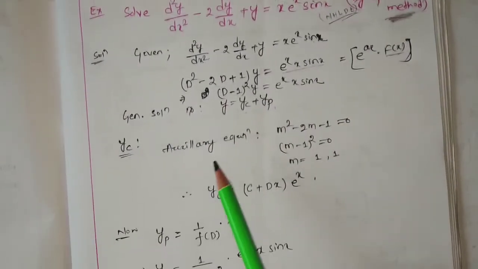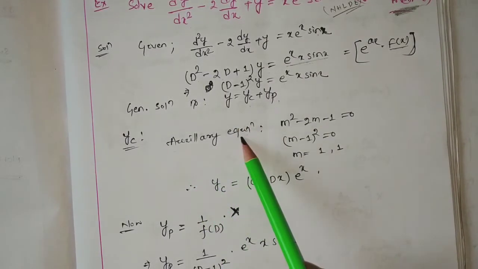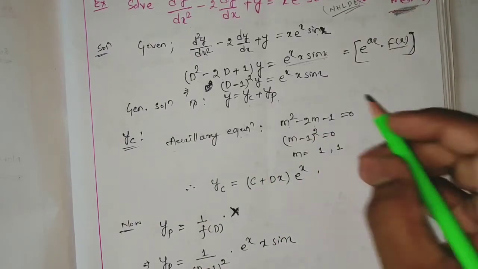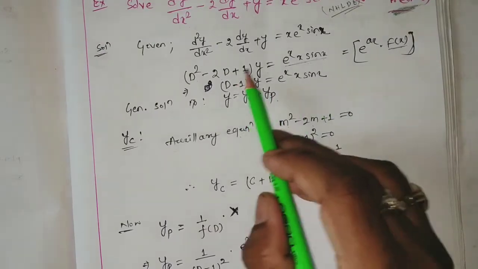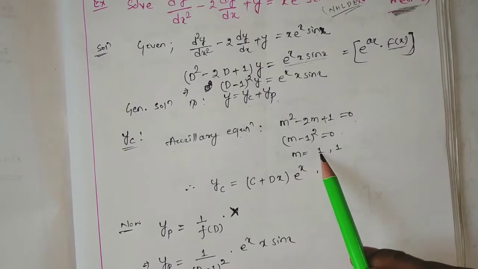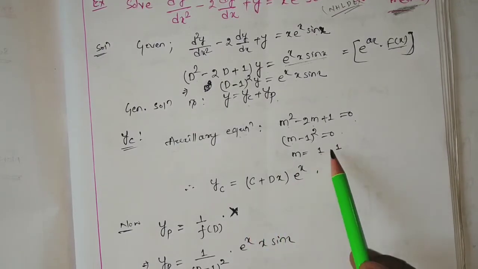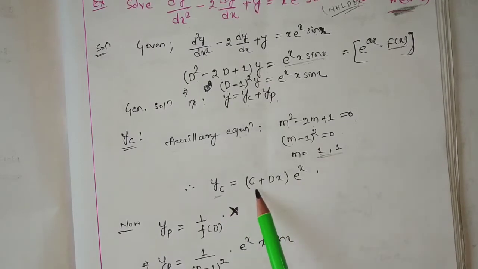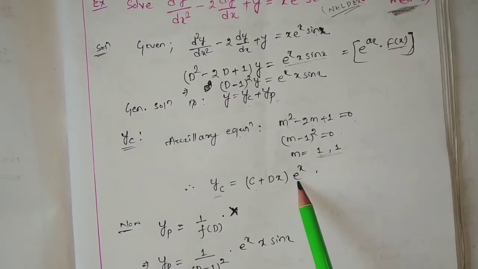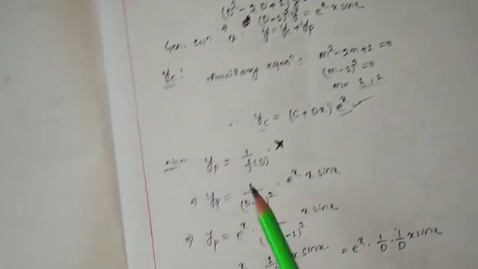To find the complementary function, first we have to solve the auxiliary equation, which is m² minus 2m plus 1 equals 0. That means (m minus 1)² equals 0, that is m equals 1 and 1. Two identical roots we found. So for this case, yc will be (c1 plus c2 x) into e^(ax), where a is 1, that means eˣ. Now we have to find the particular integral.